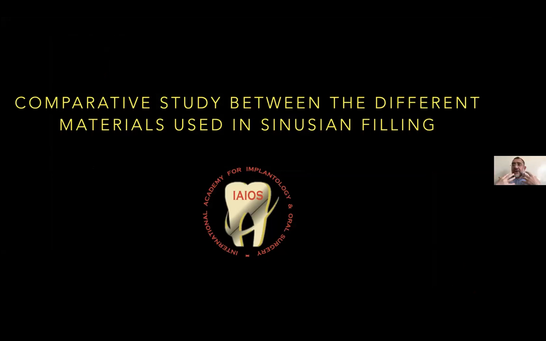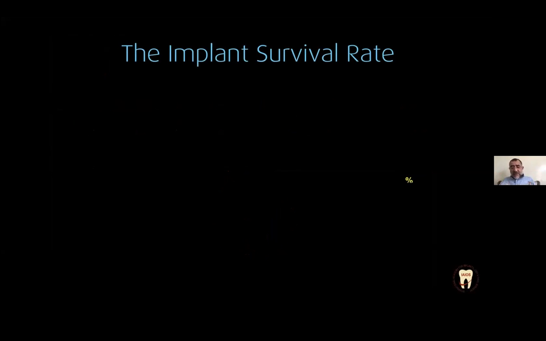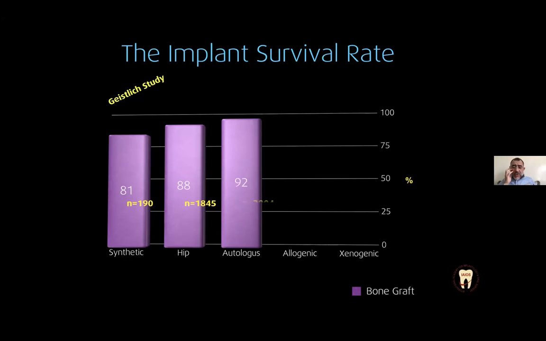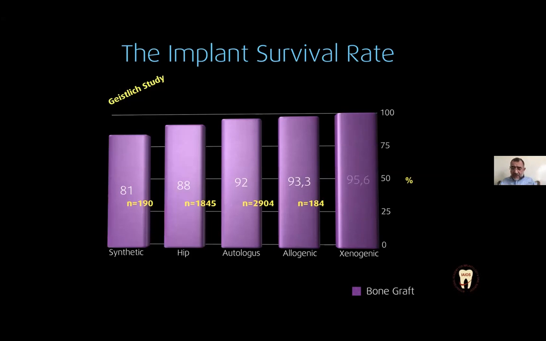Now, let me show you a comparative study between the different materials used in sinus filling. This study was done by Gitlich, and you can see in this graphic the implant survival rate when you use a kind of biomaterial. When you use xenograft bone, you have 95% success of stabilization of your implant in the graft, against 92% when you use only autologous bone, and 81% when you use synthetic bone.